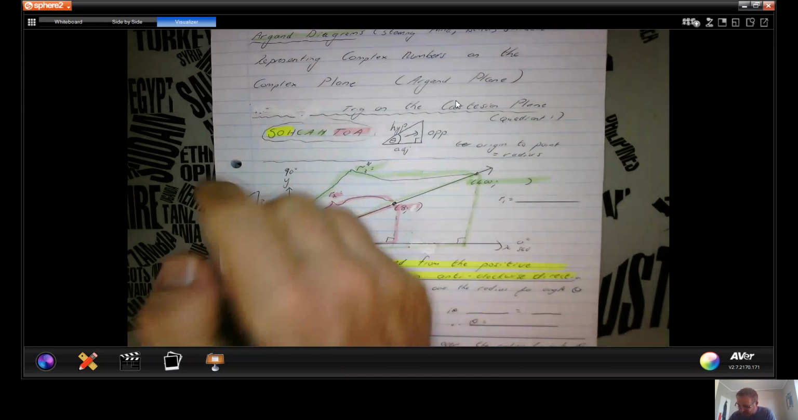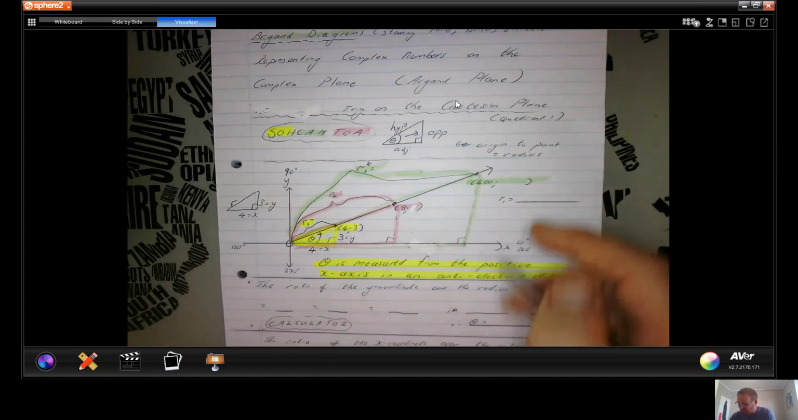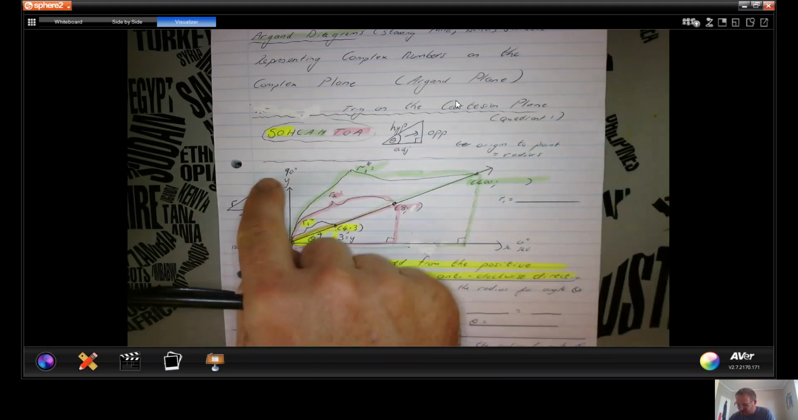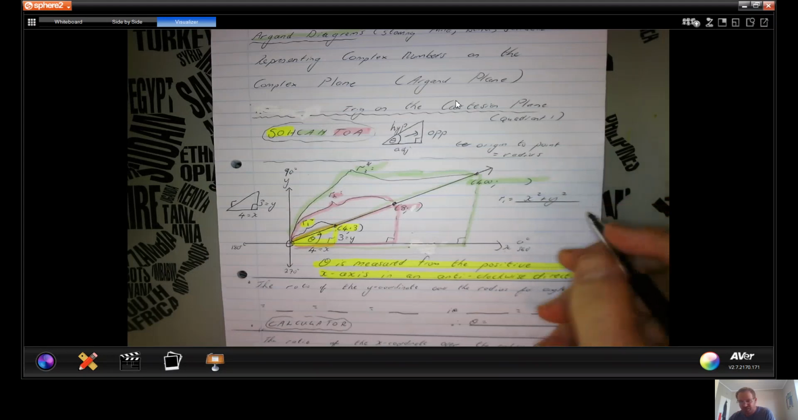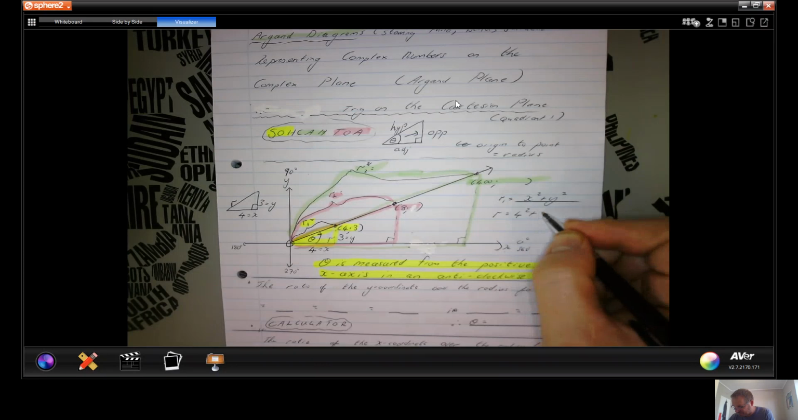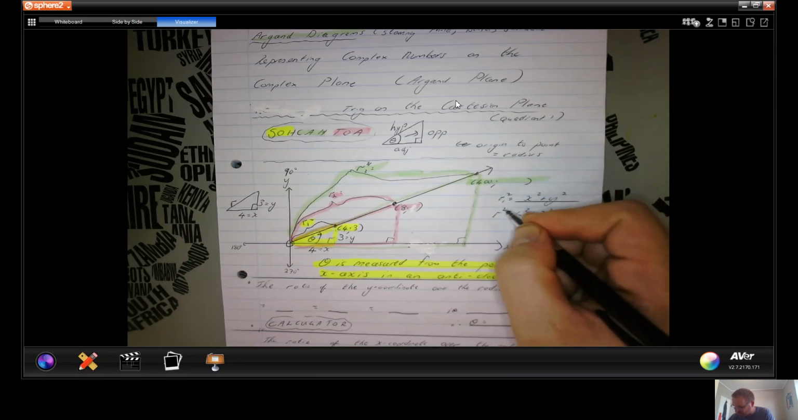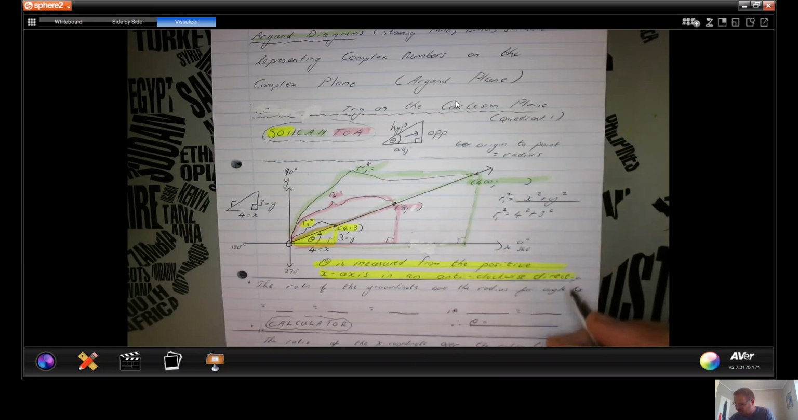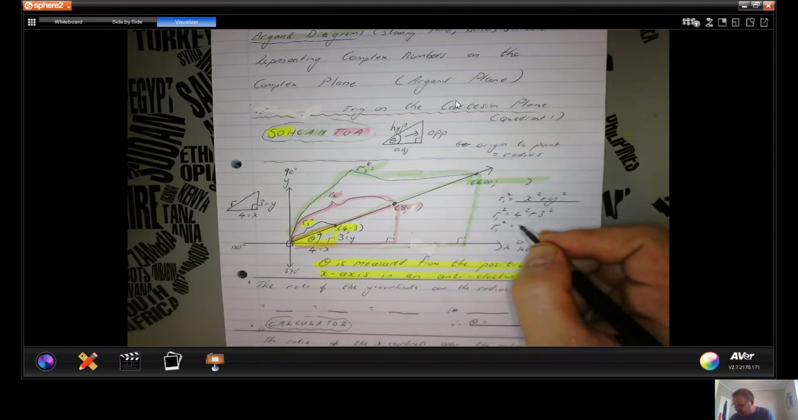I'll give it the symbol r. I've called this particular one r1. Using Pythagoras, r squared is equal to x squared plus y squared. So r squared is equal to 4 squared plus 3 squared, which is 25.